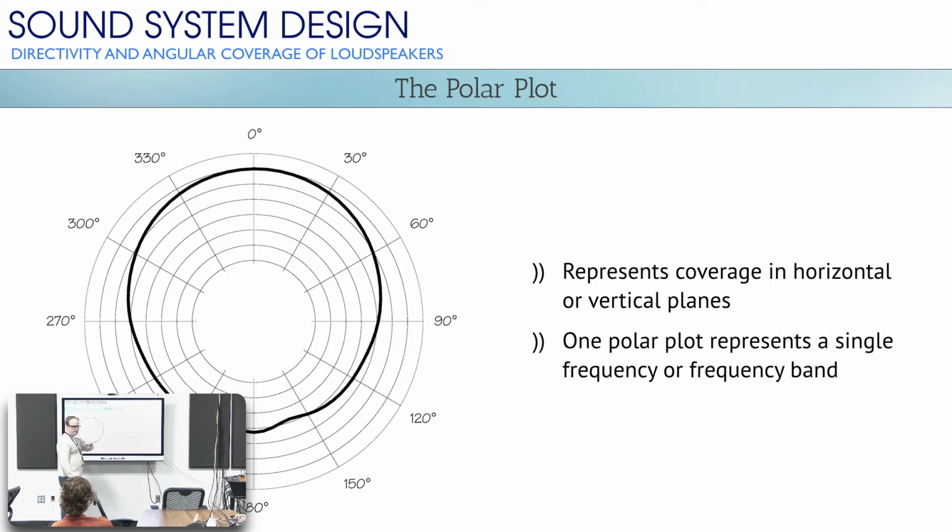is polar plots, okay? And the idea of a polar plot is, this is probably a horizontal polar plot. So you're looking down at the top of the loudspeaker here. And what we're saying is, at 0 degrees, this is where you're pointing the loudspeaker. So if you had a laser on the front of the loudspeaker and you moved it, 0 degrees is where the laser dot is. It's pointed at Ryan, okay?